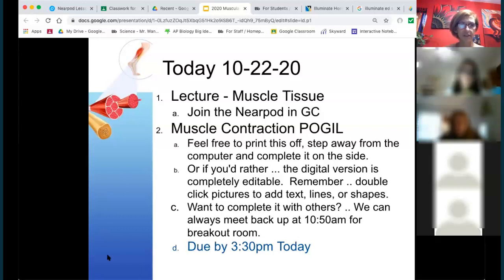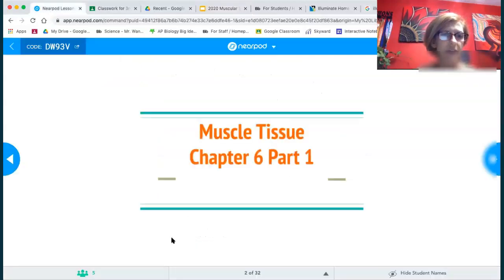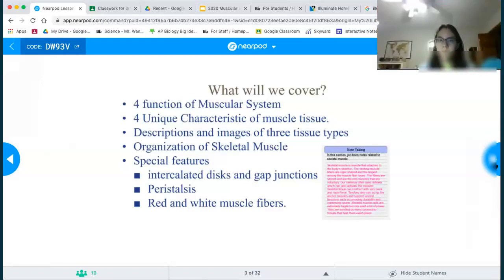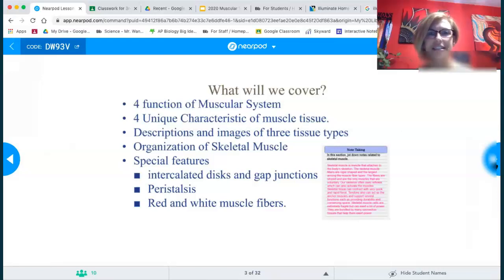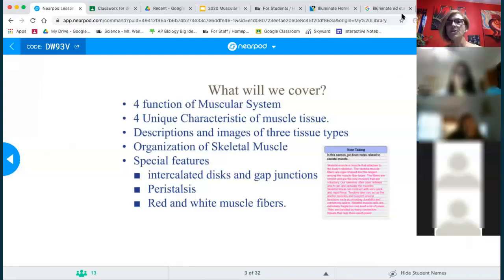All right, any questions over the agenda before we get into content? Okay, so let's see, are we in the Nearpod? Okay, so what I'm going to cover in this lecture are different functions of the muscular system, some unique characteristics of muscle tissue, descriptions and images of the three tissue types, organization of skeletal muscle, and some special features. So these are all things that I ask of you come test day, okay? So you might want to have open the notes that you took already. You can use it as a comparison.